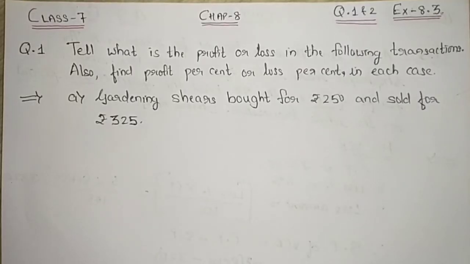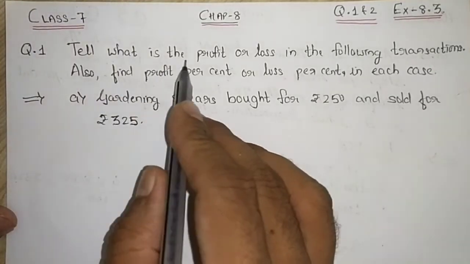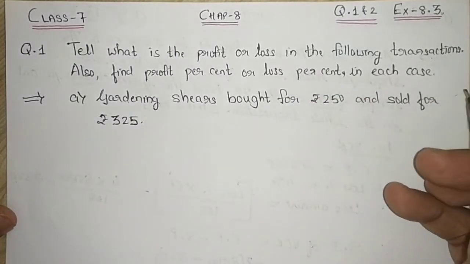Good morning, students. Today we are going to solve question number 1 and 2 of exercise 8.3. Hope you all have gone through the formulae which I have given you in the introductory lecture of this exercise. So question number 1 says, tell what is the profit or loss in the following transactions.